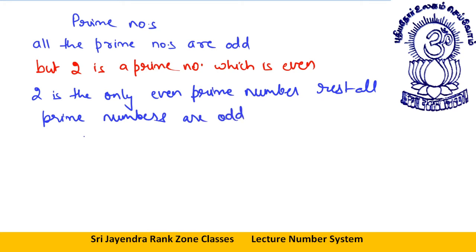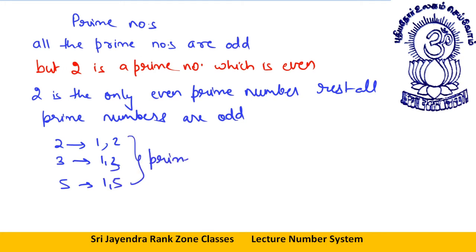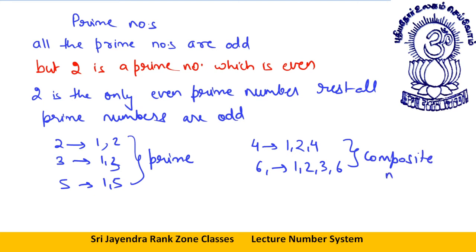The second thing is, let me show you how these are prime. 2 is divisible by only 1 and 2, so 2 is a prime. 3 is divisible by 1 and 3, so 3 is a prime. 5 is divisible by 1 and 5, it is a prime. Now 4 is divisible by 1, 2, 4. 6 is divisible by 1, 2, 3, 6. So these numbers are composite numbers. I think so far things are clear.